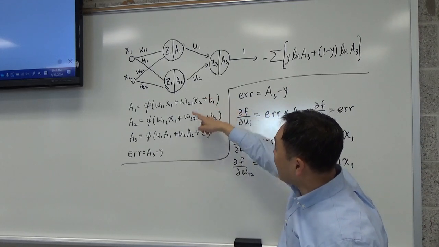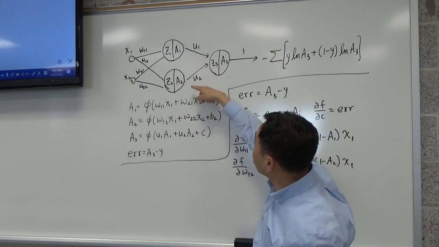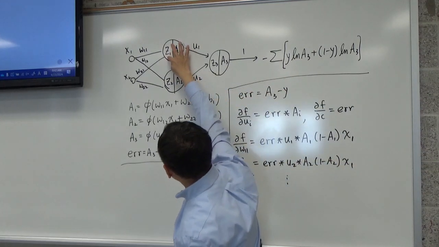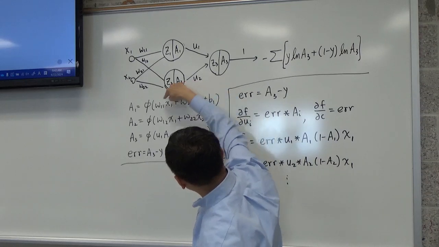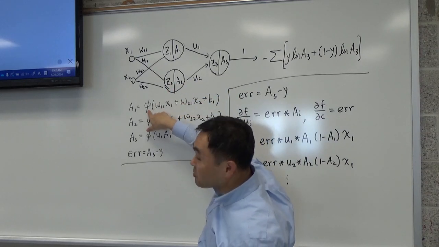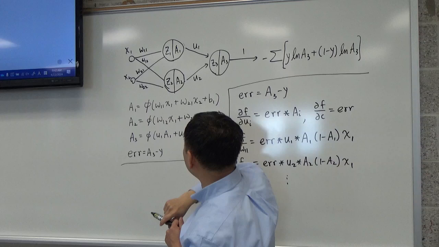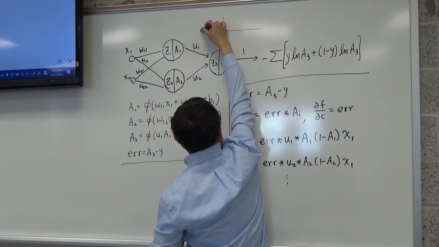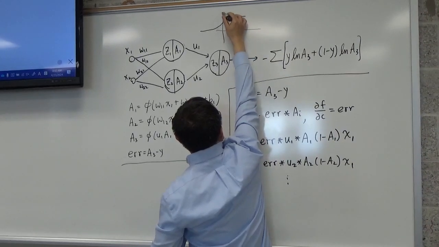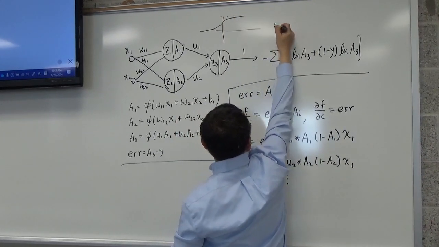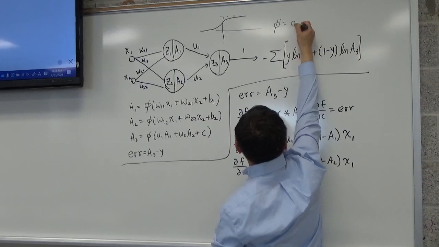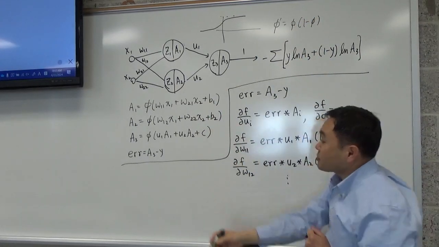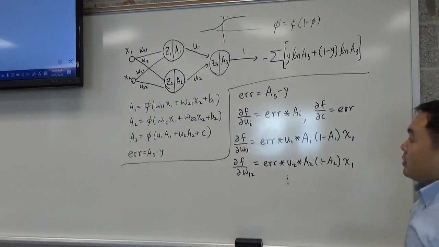And I wrote down how the values A1, A2, A3 are calculated. For example, Z1 is the thing inside, and phi is the sigmoid function. I explained that sigmoid is something that goes between 0 and 1. And phi prime is equal to phi times 1 minus phi. That was another property.